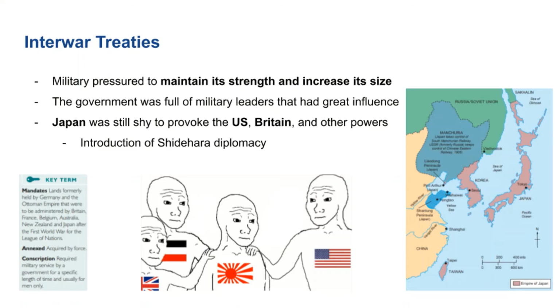There is a situation in which the Japanese military pressures its government to maintain its strength militarily speaking and increase its territory. The more cautious parts of the government, however, are still shy to provoke powers such as the US, Britain, and others, and this introduces Shidehara diplomacy.